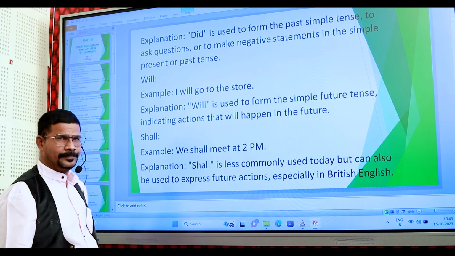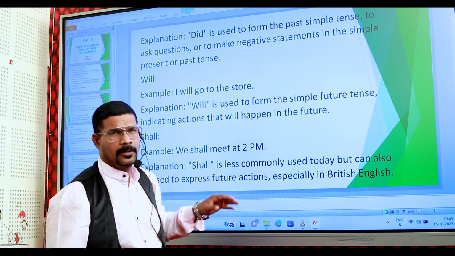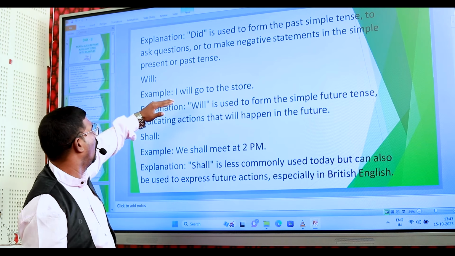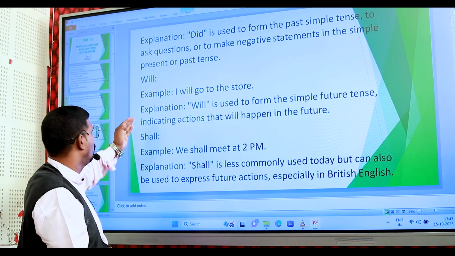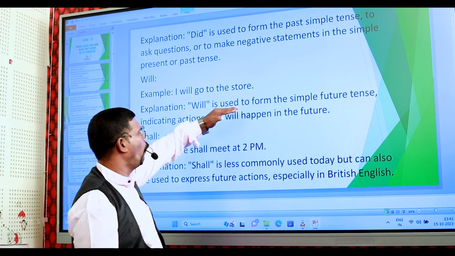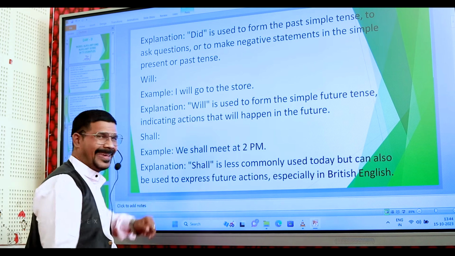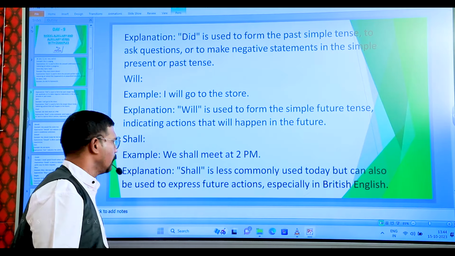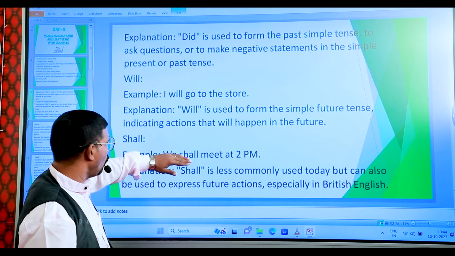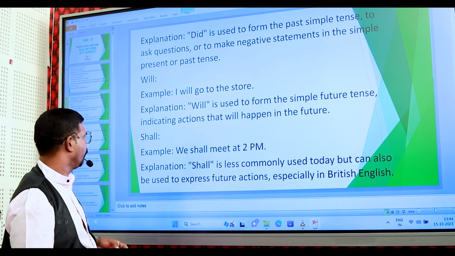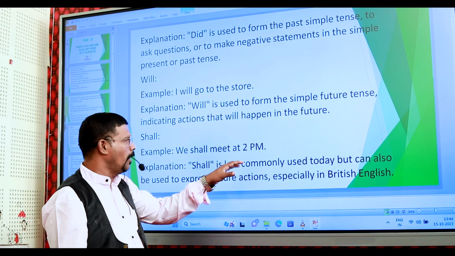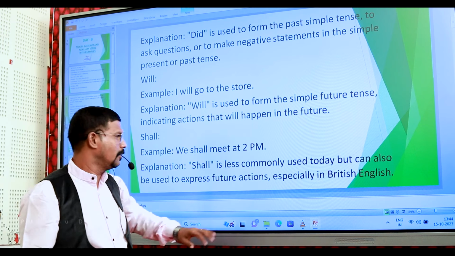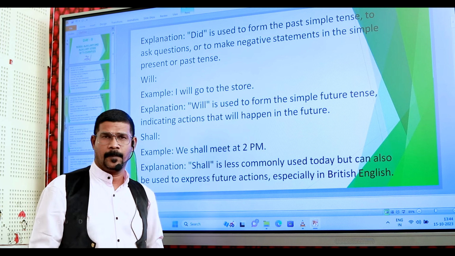So next, we are going to pass on to auxiliary verbs. Will. Example: I will go to the store. Explanation: will is used to form the simple future tense, indicating actions that will happen in the future. Shall. Example: we shall meet at 2 p.m. Explanation: shall is less commonly used today but can also be used to express future action, especially in British English.